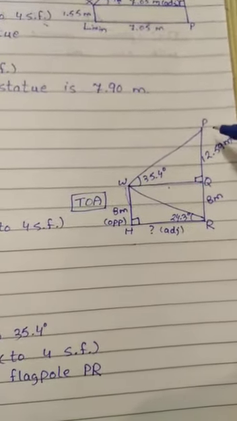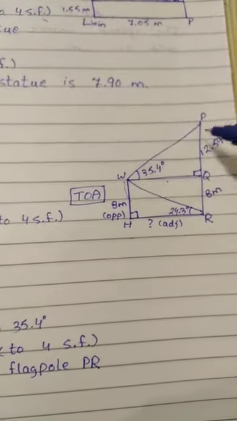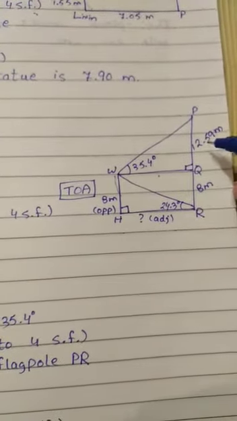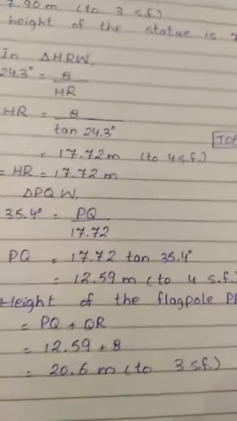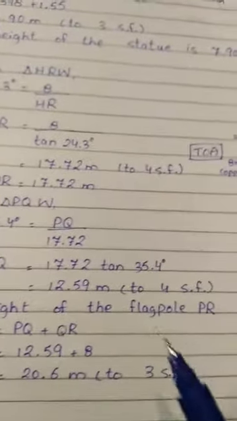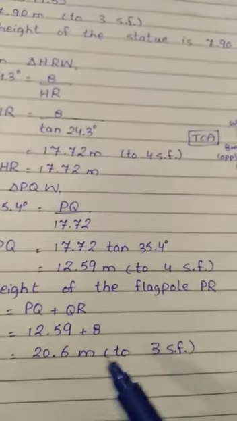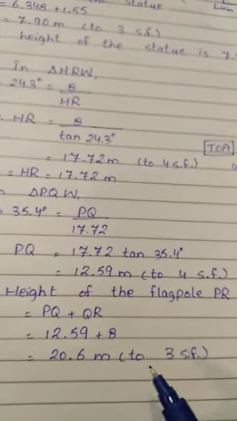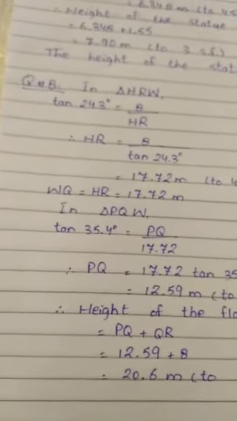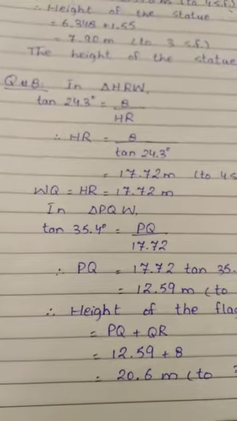You are supposed to find out the length of the flagpole PQR. If we add up these two values, we can easily find the length of the flagpole. So the height of the flagpole PR is equal to PQ plus QR, 12.59 plus 8, and then we get 20.6 meters to 3 significant figures. So this is question number 8.